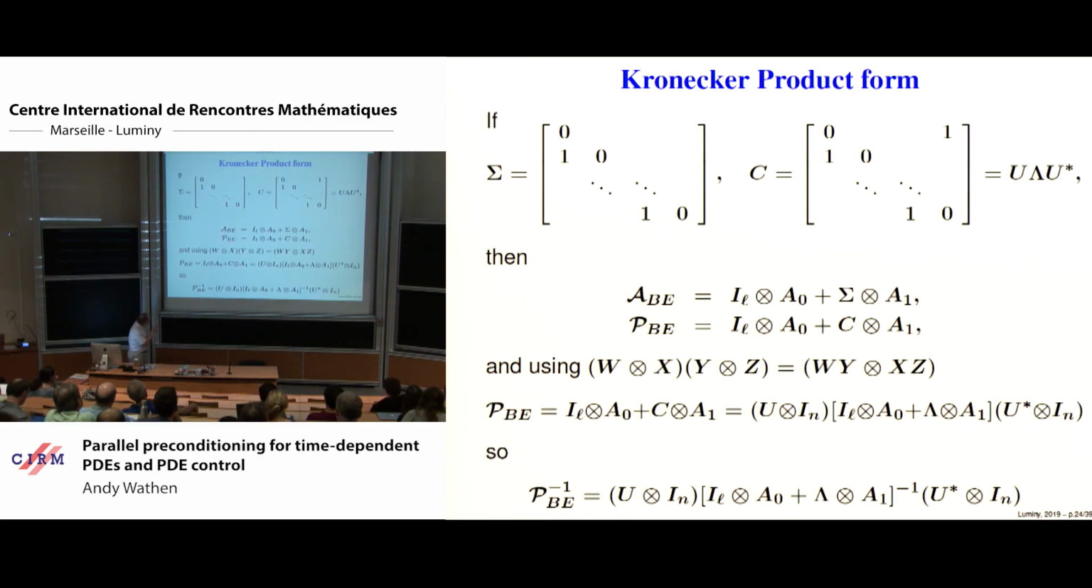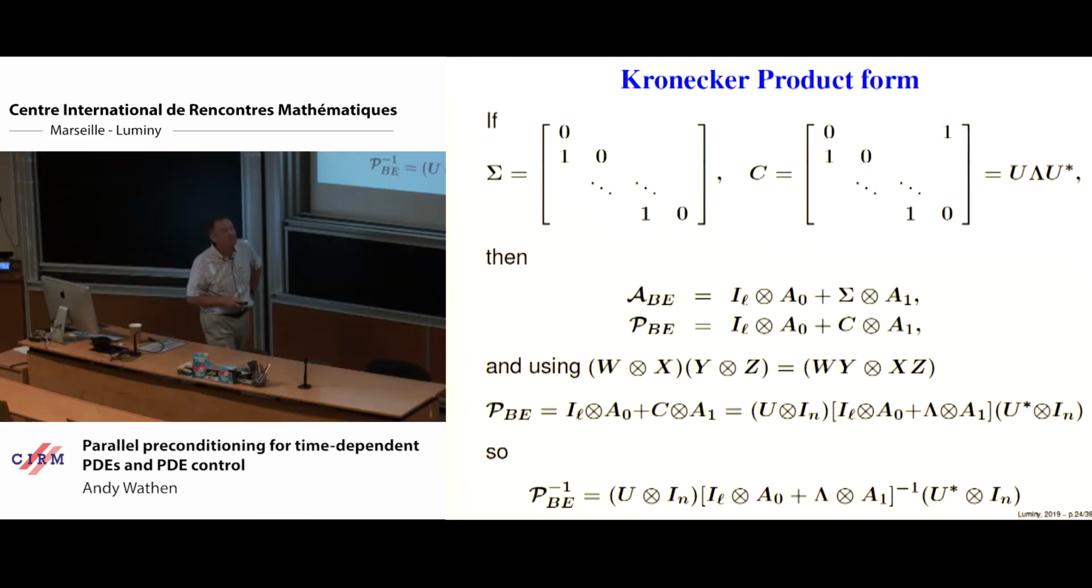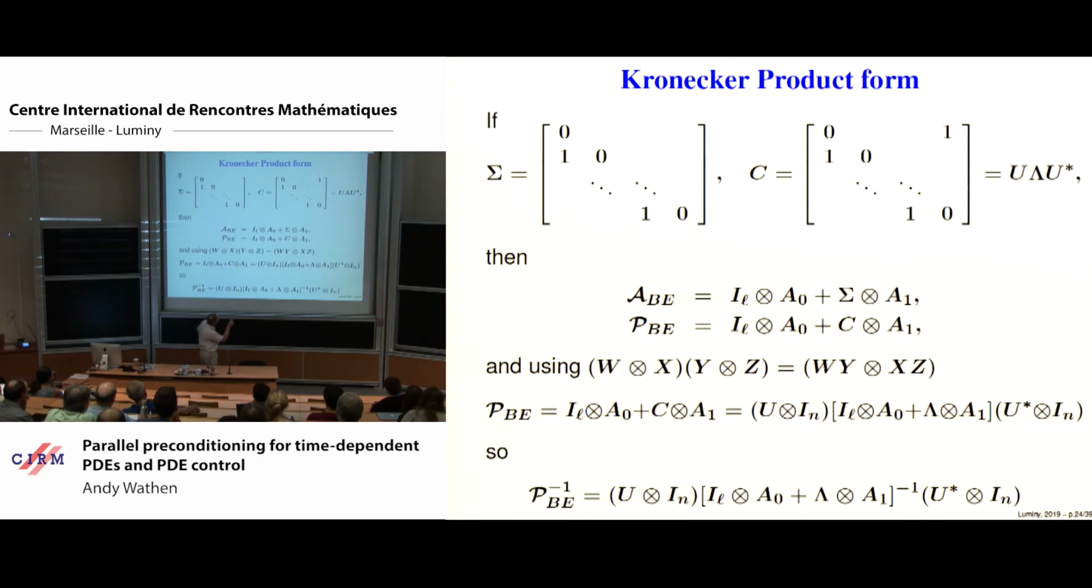Then the original matrix is just, so this is Kronecker products. I have to learn this to do this stuff, right? So you get L copies of A0 down the diagonal, and you get sigma copies of A1. In other words, you get A1s in all these positions. That's our original matrix, and our preconditioner is exactly the same, except we have this A1 at the top here as well, hence C cross A1 rather than sigma cross A1. So this is the only difference between these two matrices.